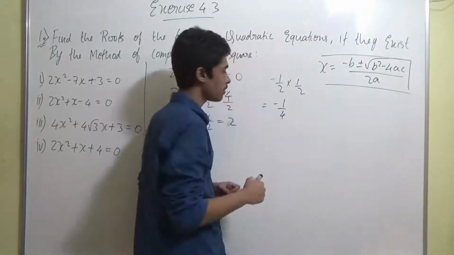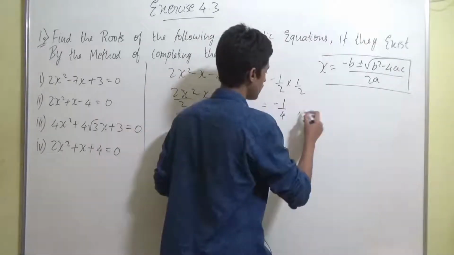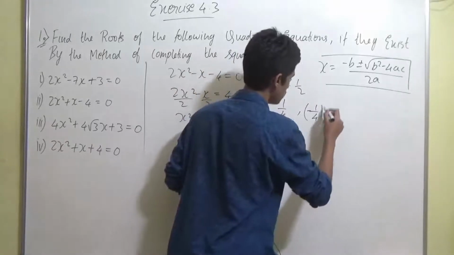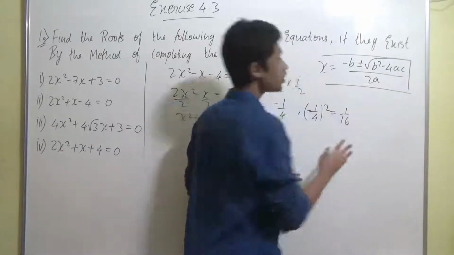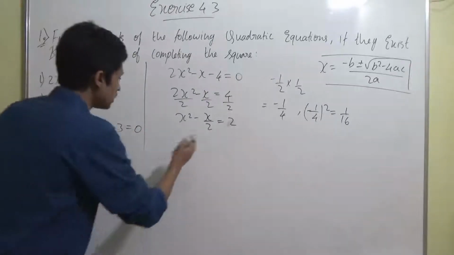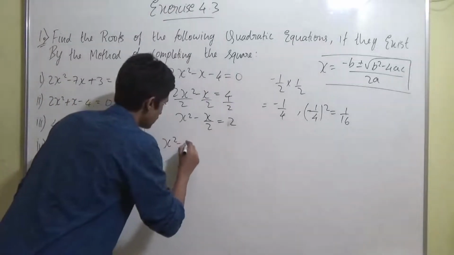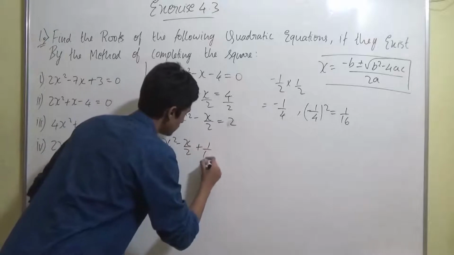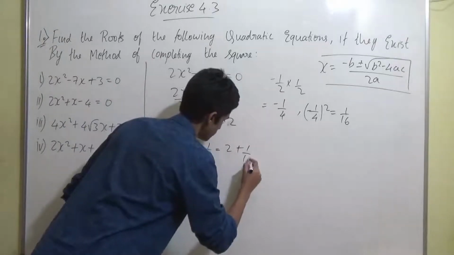Now what you will do of minus 1 by 4? You will square it. Right? Minus 1 by 4 square becomes equal to 1 by 16. Now what you will do after squaring? You will add that term both in the LHS and the RHS. That is, you will add it in this side also. x square minus x by 2 plus 1 by 16 equal to 2 plus 1 by 16.